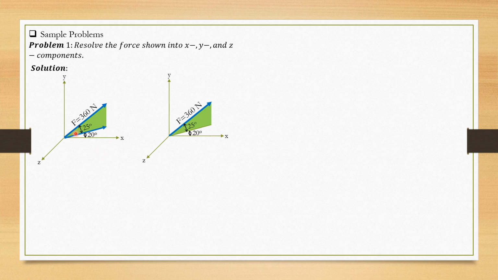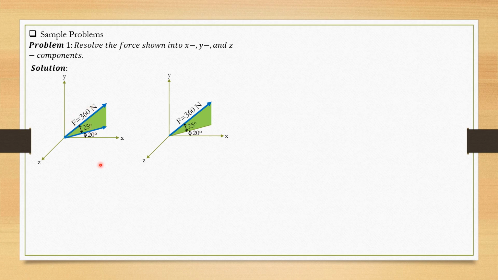So by the way, theta y can be solved because the vertical angle of the force is 25 degrees. And remember that this horizontal line and this vertical line will form 90 degrees. So theta y is equal to 90 minus 25. So this is 65 degrees. So that Fy is, remember, magnitude of the force times cosine of theta y.